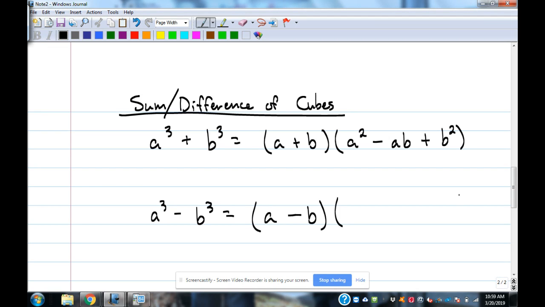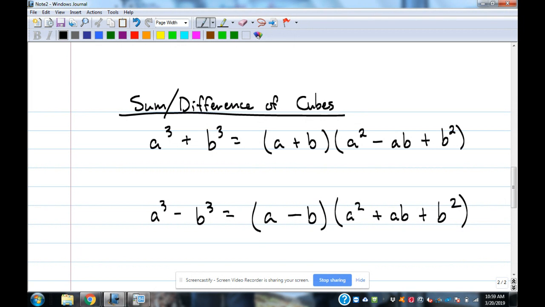On the difference of cubes, everything on the long factor is positive. So it's a squared plus ab plus b squared. Opposite sign in the middle on the long factor. If it's a sum, it's going to be a minus in the middle. The difference is going to be a plus in the middle of the long factor. Long has an O in it, opposite has an O in it. So that's how I kind of remember that.